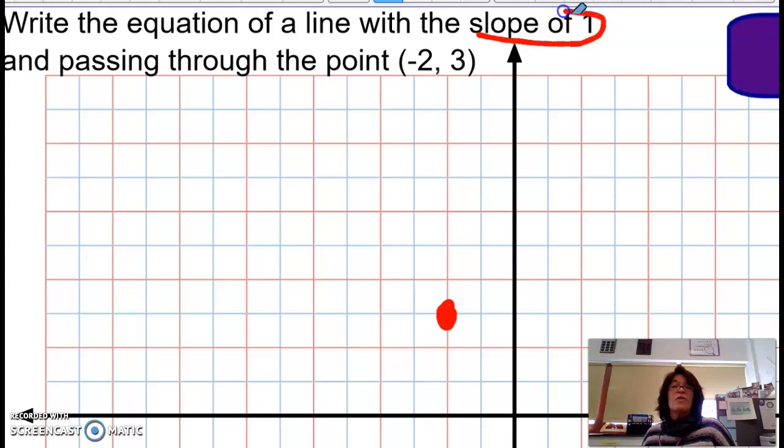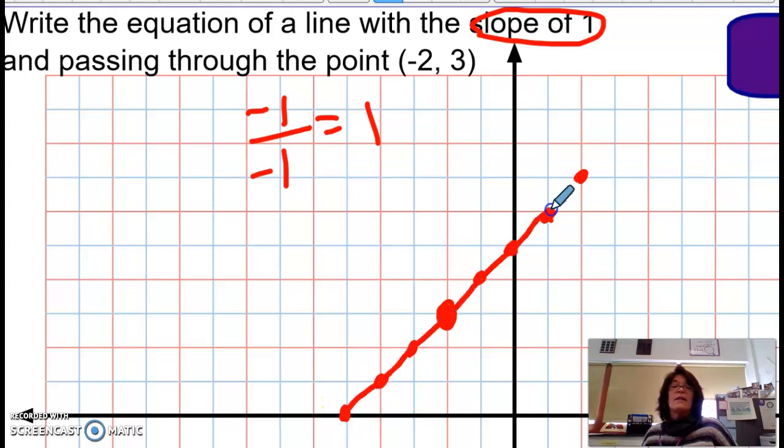They told me it has a slope of 1. So that means I go up 1 over 1, up 1 over 1, up 1 over 1. Or -1 over -1, that's still a positive 1. So I could go down 1 to the left 1. I do that as many times as I want so I can make a straight line. No problem.